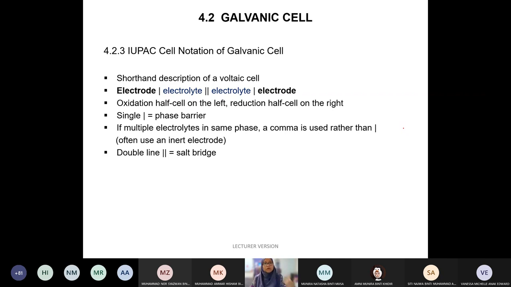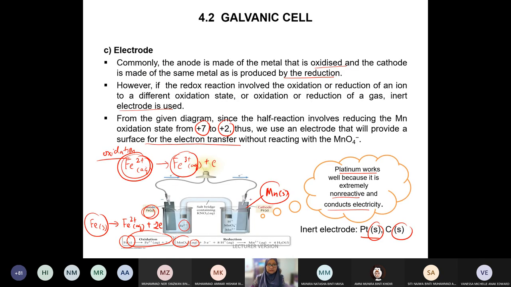Okay, so moving on to IUPAC cell notation of galvanic cell. Make sure that you know how to sketch the galvanic cell correctly. Everything needs to be in the diagram. Don't forget the electron flow. The electron will flow from the anode to the cathode.